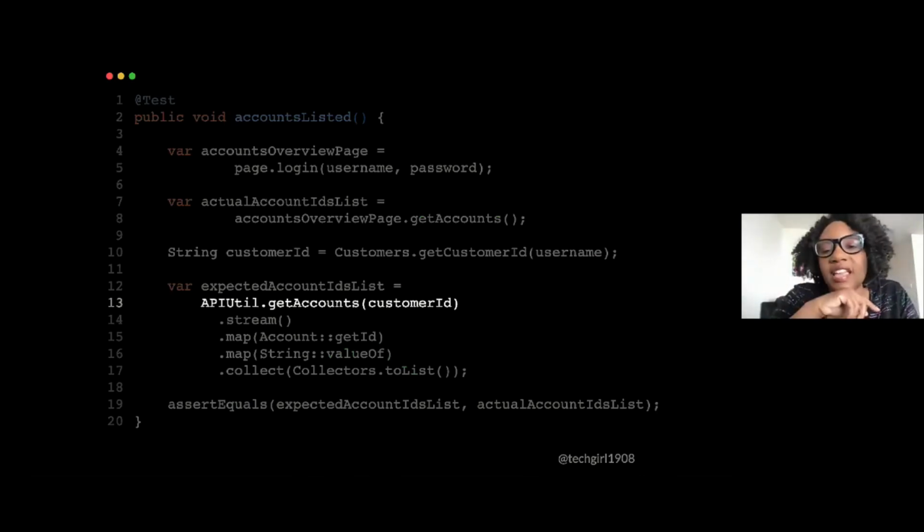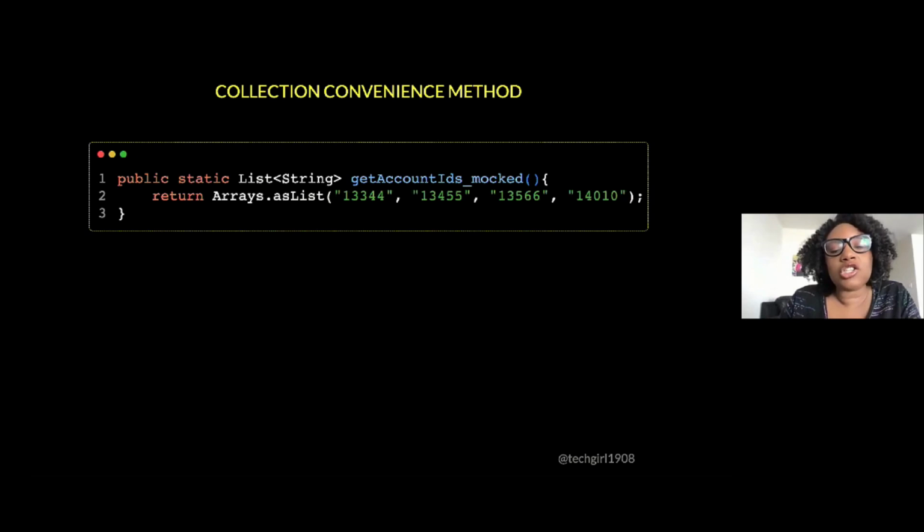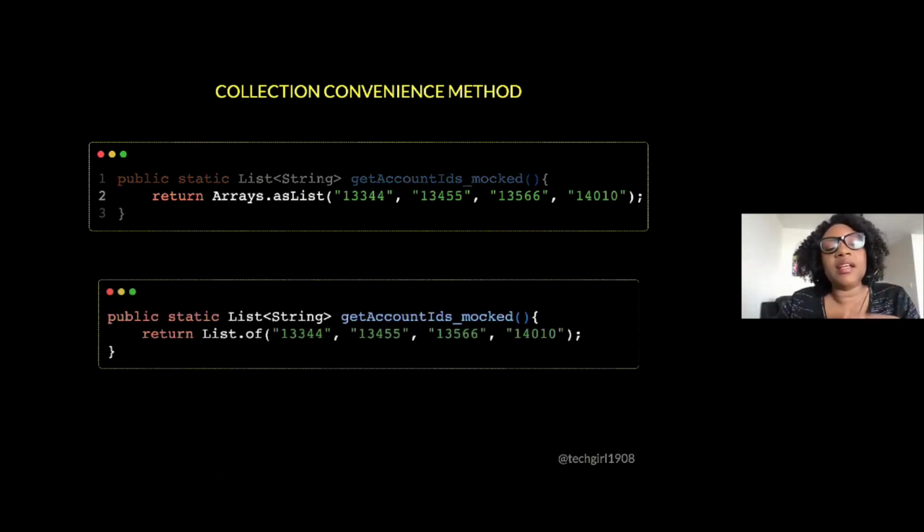Okay, one more thing that I want to show you in that API class. Let's say that we didn't want the entire response, but we wanted to just return a hard-coded list of expected account IDs. The old way of doing this would be to use the Arrays.asList method. However, in Java 9, this of method was introduced for all of the entities in the collection framework. So lists, maps, sets, etc.